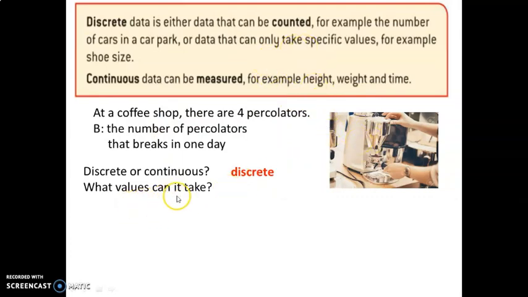So what values can this discrete random variable take? Well, B can be 0 broken percolators, 1, 2, 3, or all 4 break in one day. So there's a set of possibilities and you can see it's discrete.